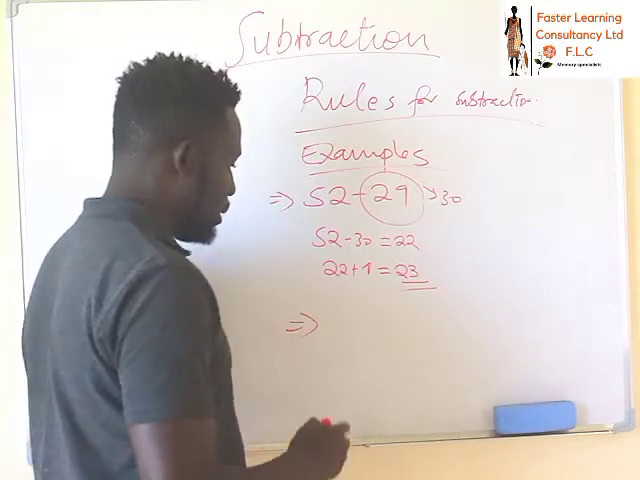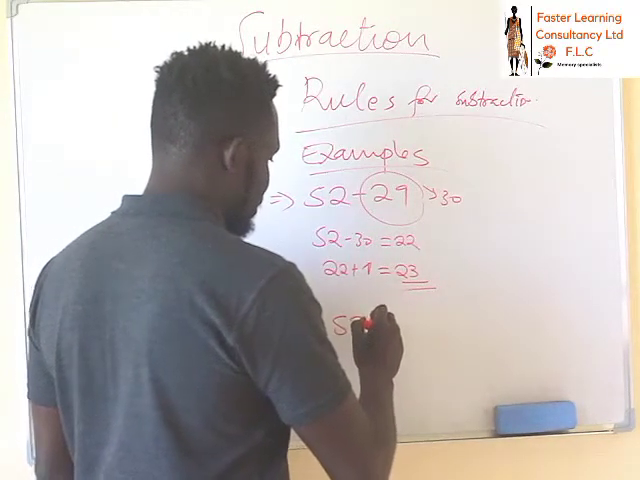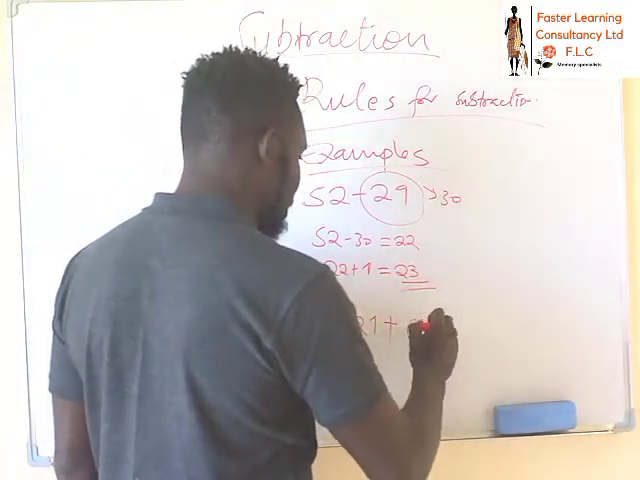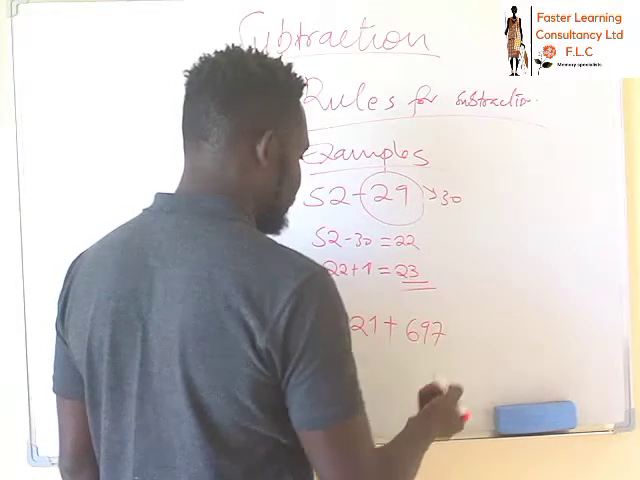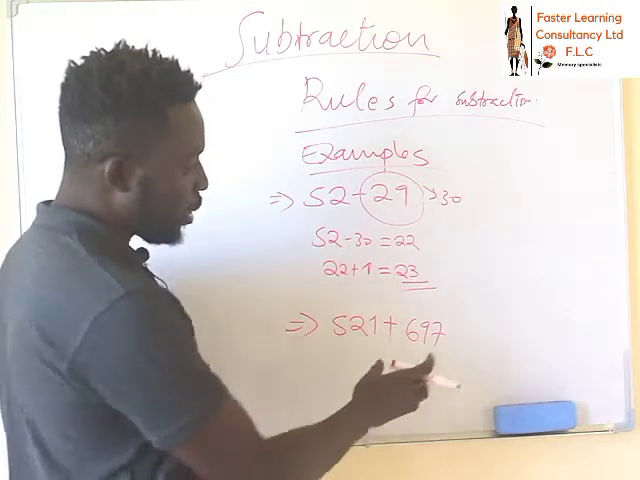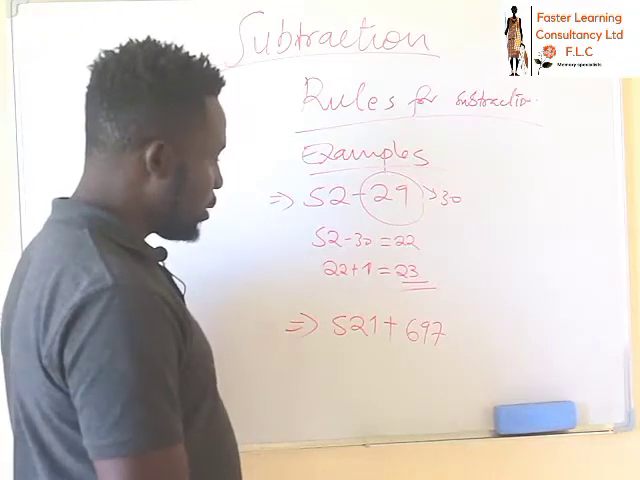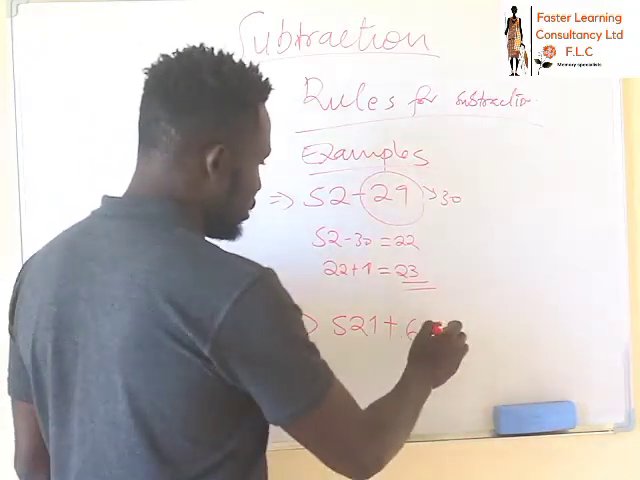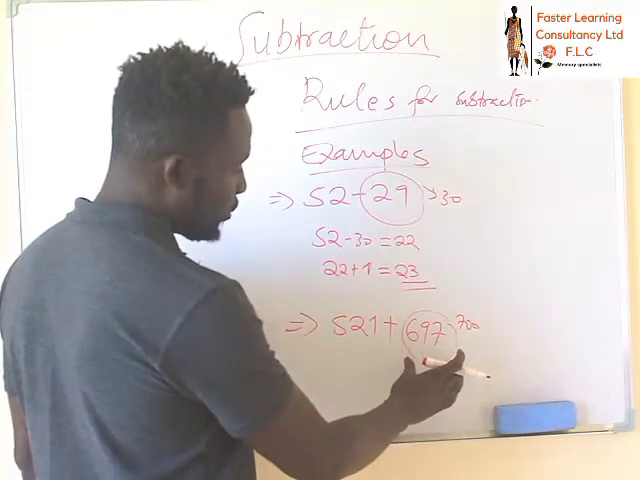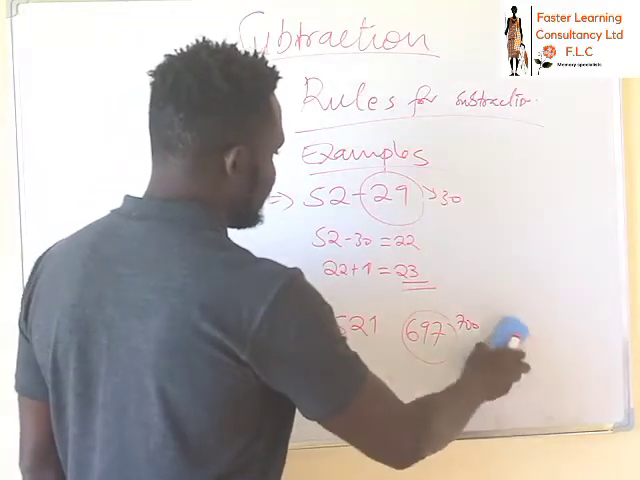Another big example, let's say you have 521 minus 697. In this case also we know that the difference to make this number 700 is only 3. So immediately we are going to promote this one to 700, and we know the difference is 3.